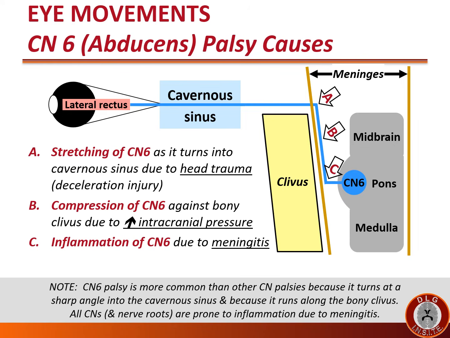All cranial nerves exit the central nervous system through the meninges, and therefore inflammation of the meninges, meningitis, can cause inflammation of a cranial nerve, including cranial nerve 6, and a 6th nerve palsy. So really it's because of both the fact that the 6th nerve is running along the clivus, first of all, prone to increased ICP, and takes a right angle into the cavernous sinus, making it prone to stretching, are the two reasons why people often will have horizontal diplopia after head trauma or in association with increased ICP.